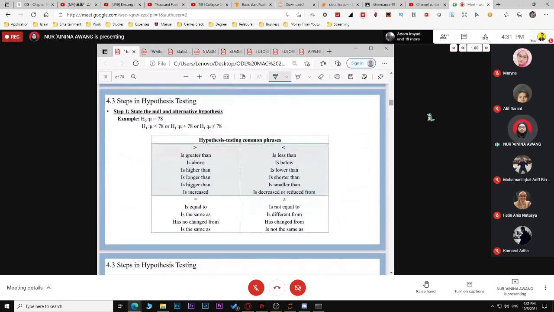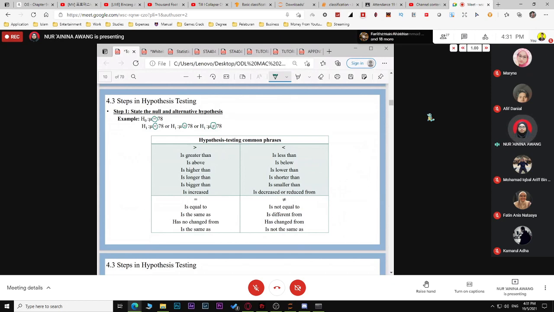For example, for the first one, which is state the null and alternative hypothesis. Okay, so H null is always equal. And then for H1 it can be less than, more than, or unequal. Okay, depends on the questions. So how to know which symbol that you can write? So you can refer to these common phrases.